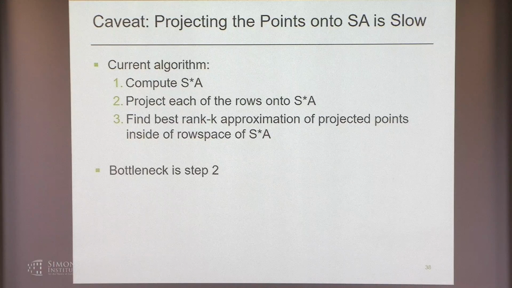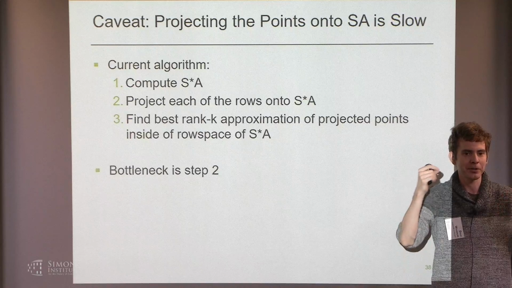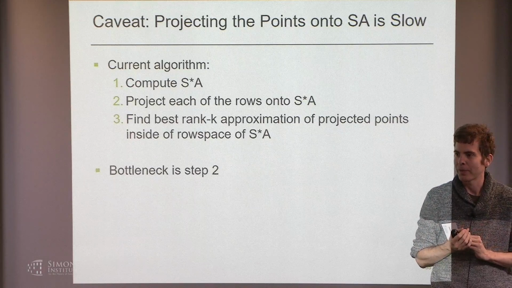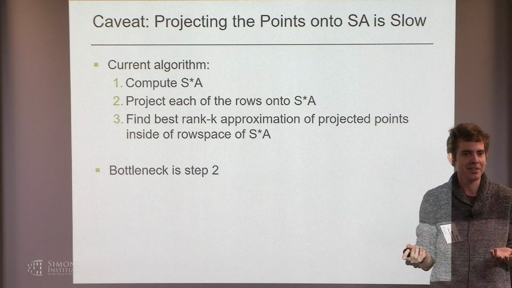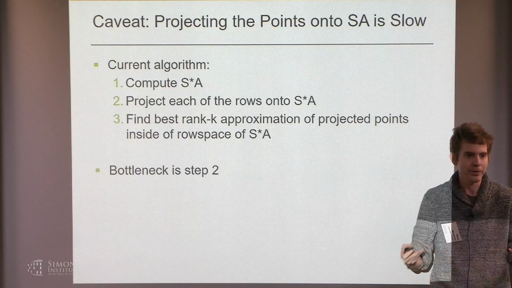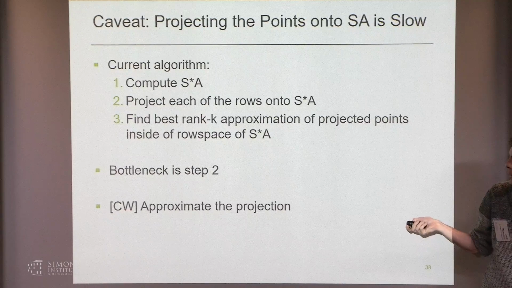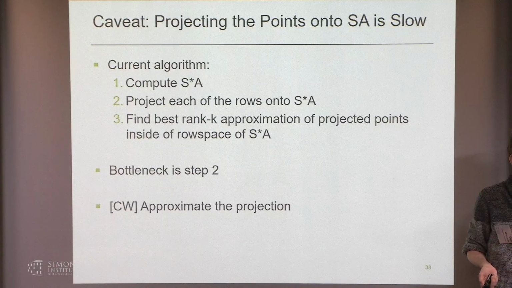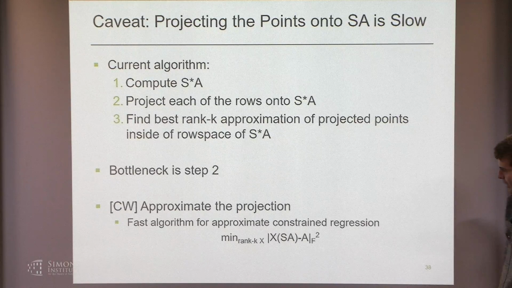The bottleneck is step 2, doing these projections. So how can we project each of the n rows of A onto S times A quickly? What is projection? Least squares. Yeah, projection is just least squares. And we saw all these fast algorithms for least squares earlier in this tutorial. So instead of actually computing the projection, why don't we approximate the projection? There are fast algorithms for approximate regression.